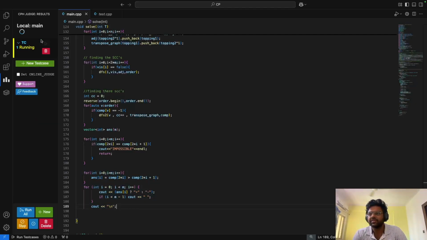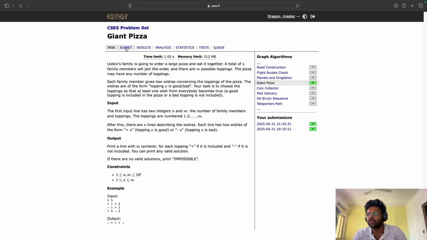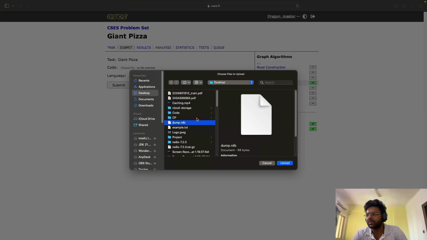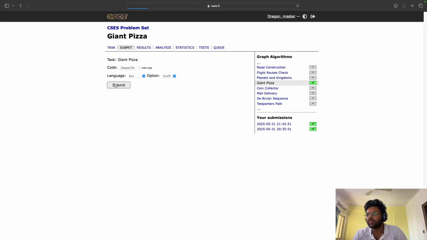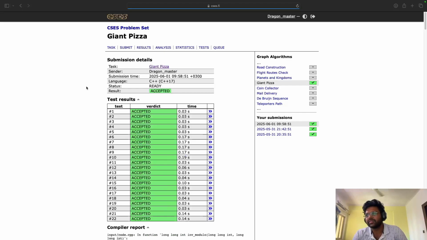Now let's run this case. Our expected output is that we could consider all these 5 toppings, and now let's try to submit this code. Okay, so cp main.cpp, let's upload and try to submit this problem. Yeah, so it's accepted.